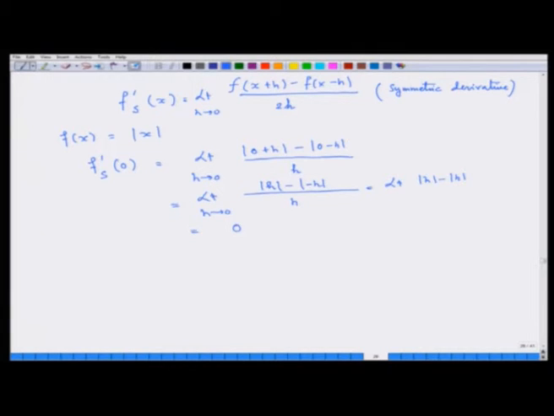You can try it out with h negative separately if you are not convinced with the fact that mod of minus h is mod h, because the distance of h from 0 and distance of minus h from 0 are the same. So you just have to understand that the absolute value of a given number is nothing but its distance from the origin 0. So this is 0. So the symmetric derivative of this function exists even though the actual derivative does not exist.